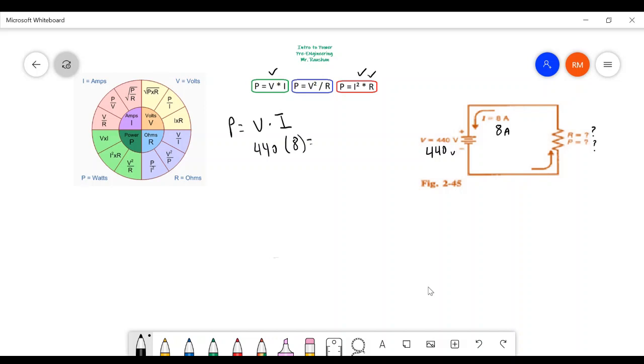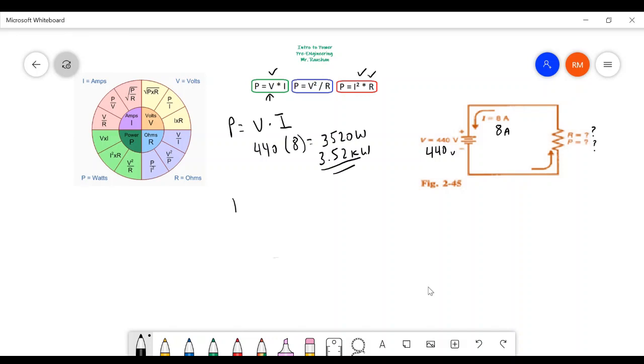What do you get? Well, I got 3520 watts, or 3.52 kilowatts. Now, how do we know this is the correct answer? Why don't we plug this number in and flip this formula around to see if it makes sense?